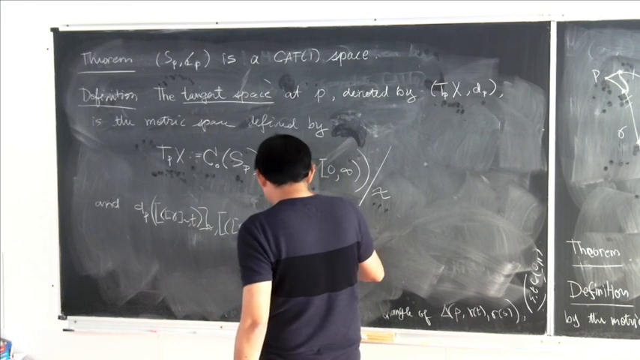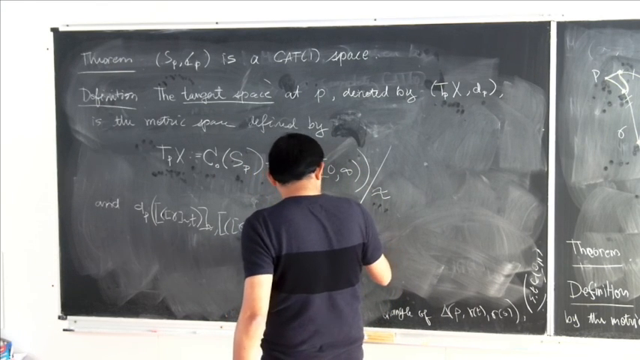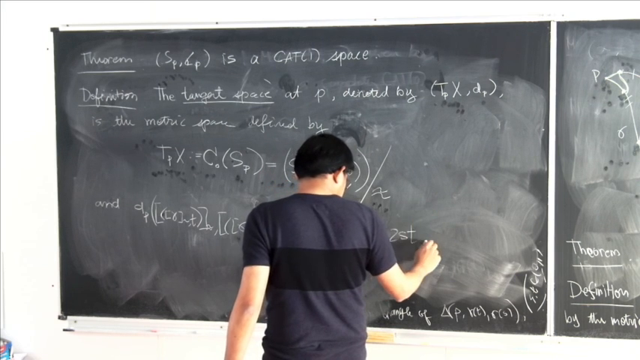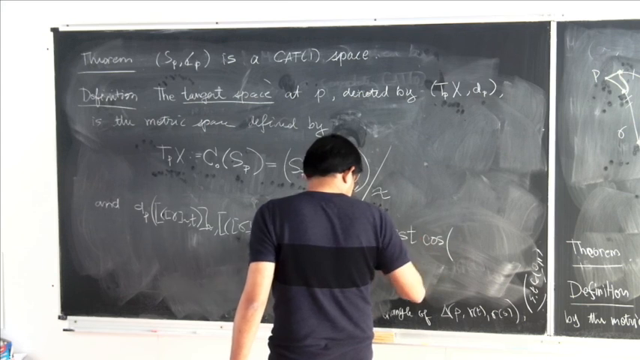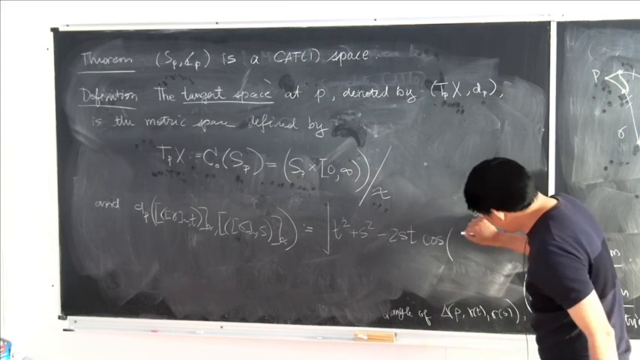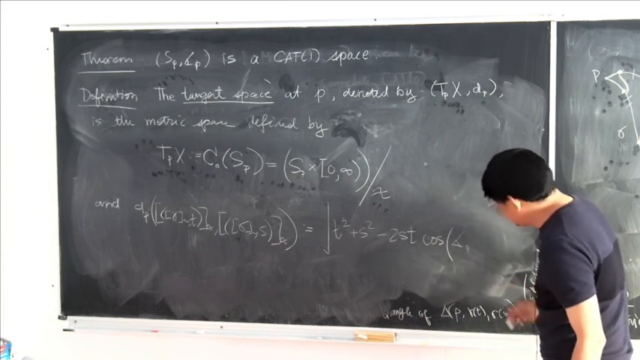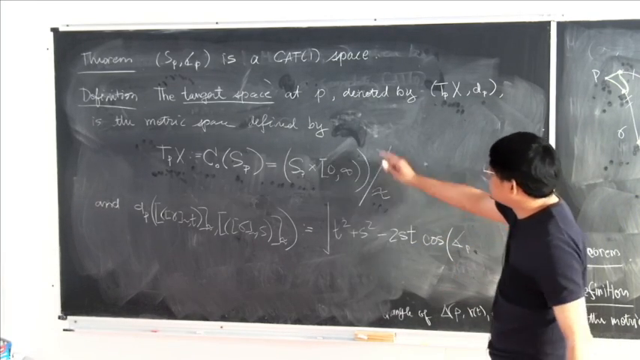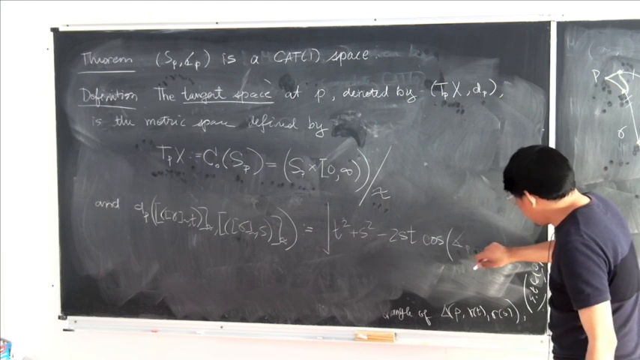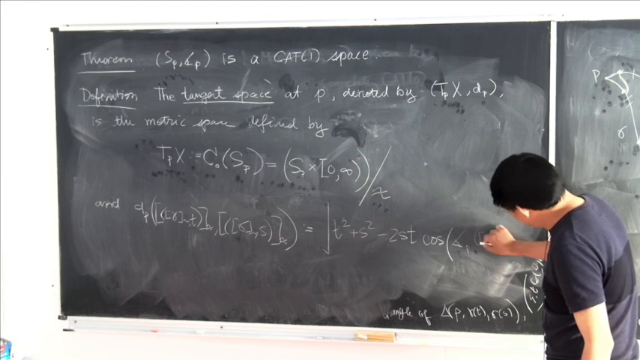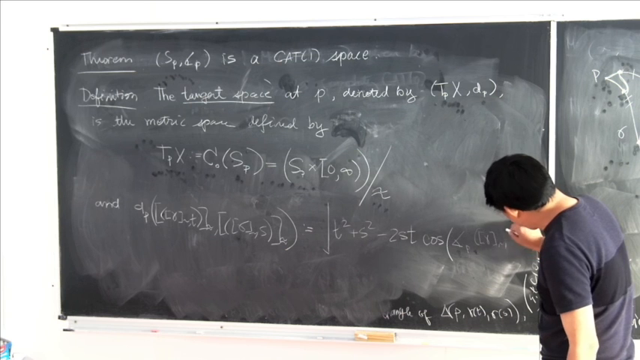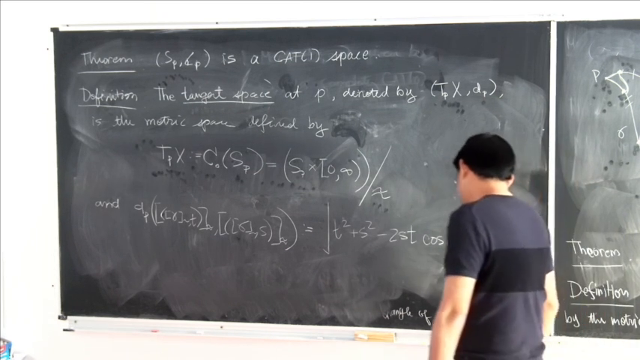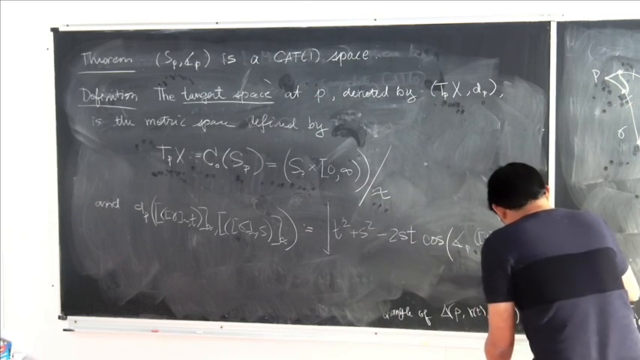Okay, so this is the big square root of t squared plus s squared minus 2st cosine of the Alexandrov angle, but now made into a metric on the space of direction. The angle of what? Of gamma and sigma. Okay.